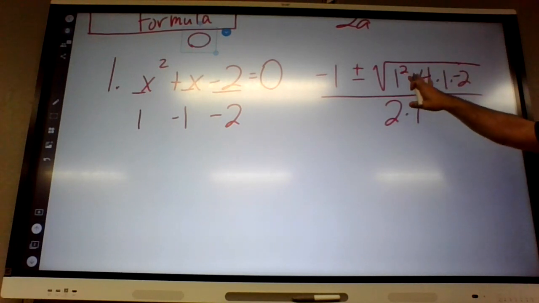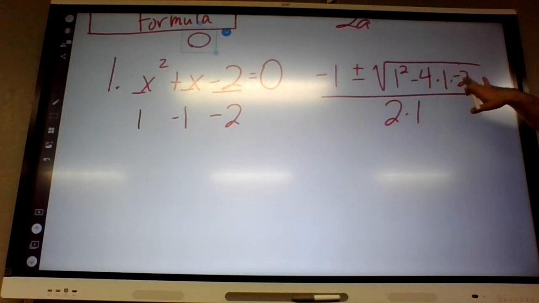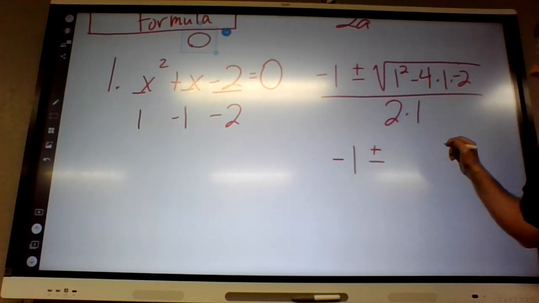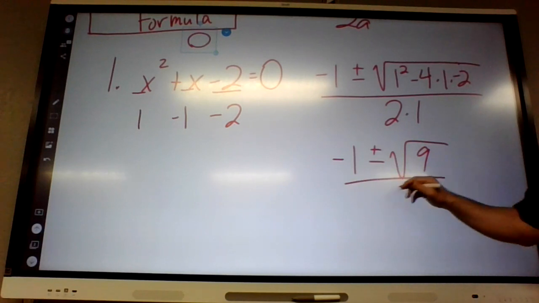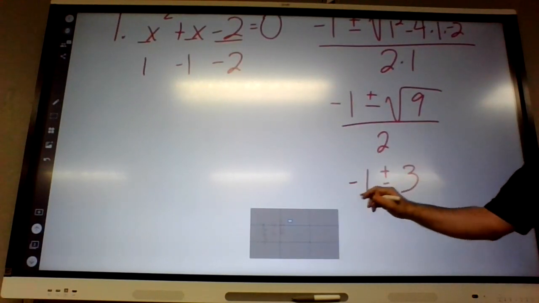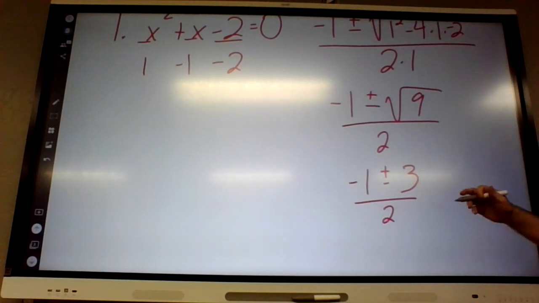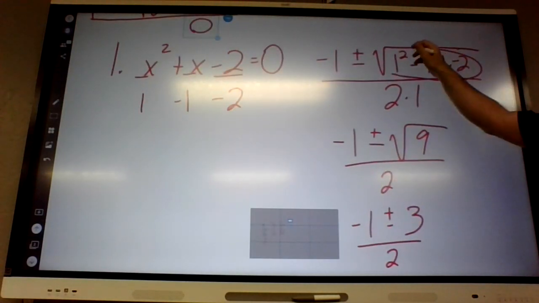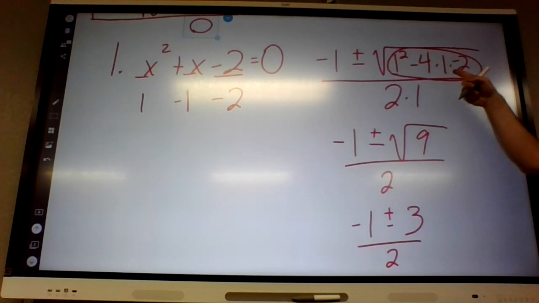So right here, if I do this in my head, -4 times -2 is positive 8, times 1 doesn't really do anything. So 1 plus 8 is 9. What's the square root of 9? 3. So it's maybe a little bit tricky to do without a calculator, but really most of the work is going on right here. That's where everything's happening, where you would get it wrong if you get it wrong.